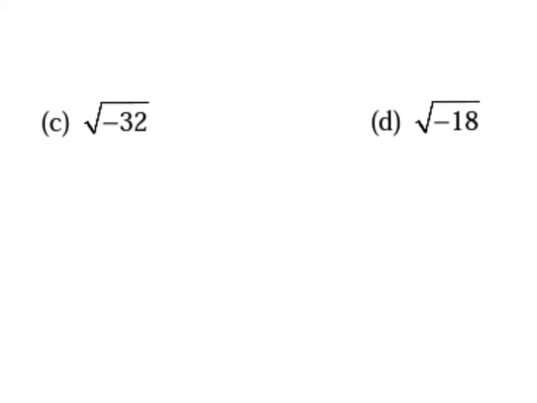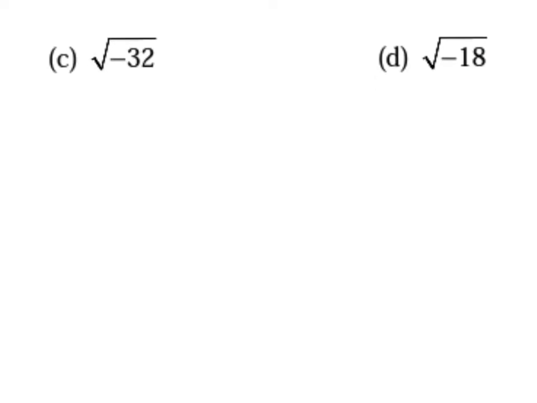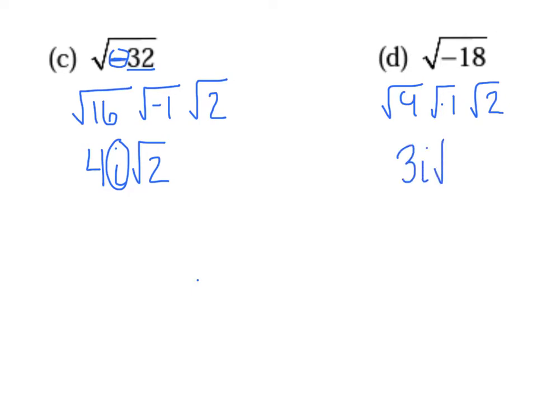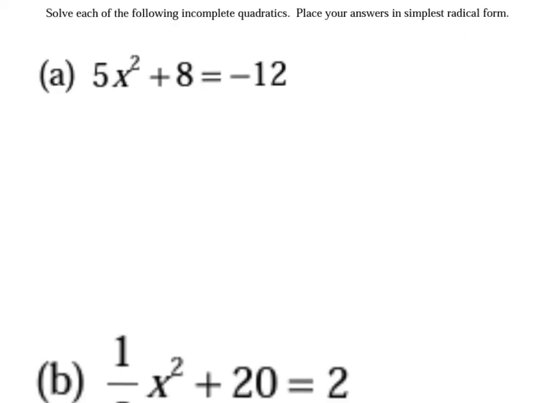All right, let's try a couple more. These ones are a little more challenging. 32 is not a perfect square, so what I'm going to do is I'm going to do 16, and then I'm going to do my negative 1 times 2. Normally, if the negative wasn't there, we'd have just done 16 times 2. So today I'm going to say it's 4 times i times radical 2. There's my answer. I had a negative, therefore I have an i in my answer. Last one, I'm going to say radical 9 times radical negative 1 times radical 2, and it gives me 3i radical 2.